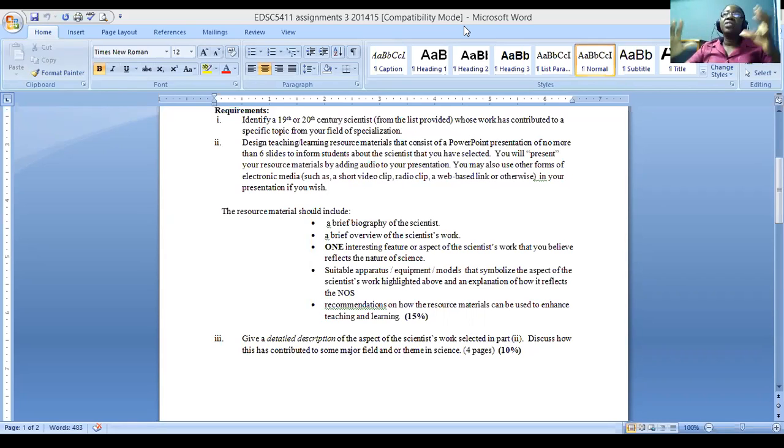So don't just take huge chunks of material that you don't really understand and throw it in. Make it understandable for yourself first, and then you talk about it. You have to discuss how it has contributed to some major field or theme in science. We have looked at the work of some scientists, so I think you have some examples of how to go about doing that. I'm hoping it's not so bad, actually.